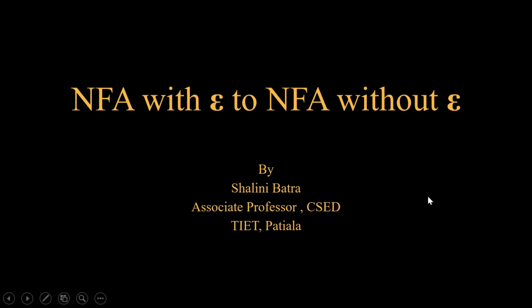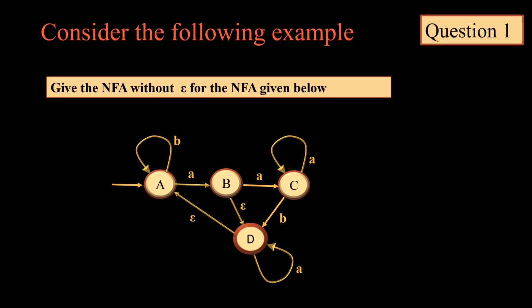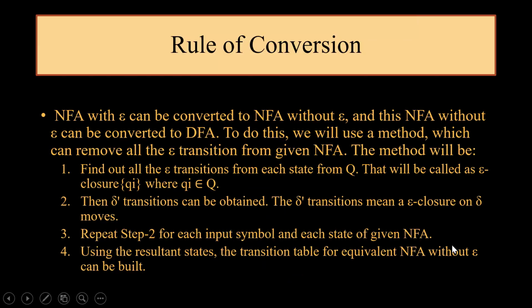Hello everyone. Today we will be discussing one more example of NFA with epsilon to NFA without epsilon, which we considered in the previous slides. Consider the following example: 4 states A, B, C, D, and we have 2 epsilon moves. One is from B to D and another is from D to A.